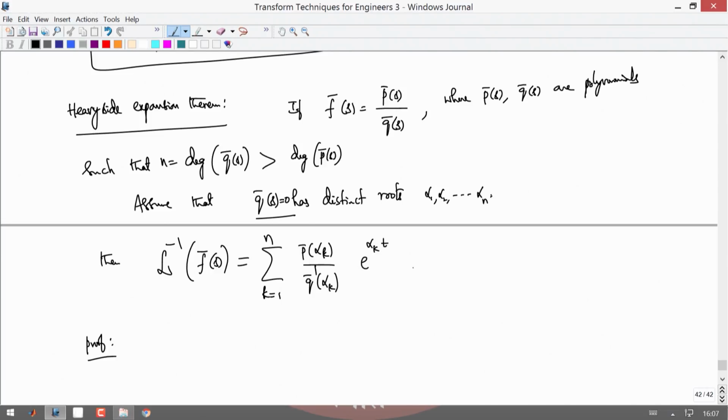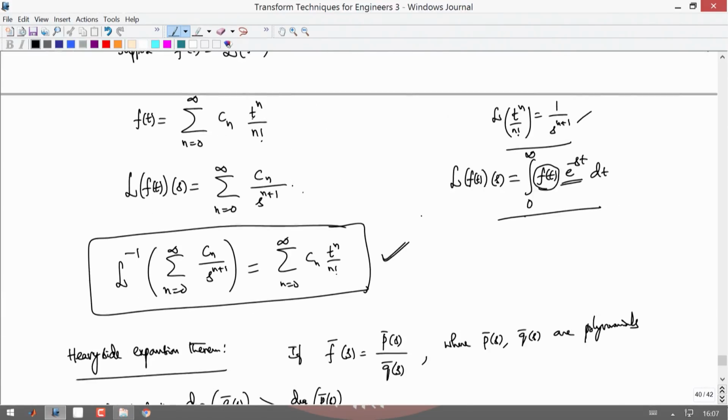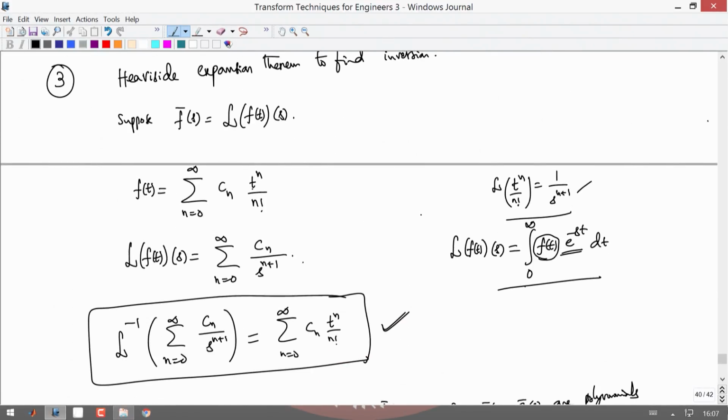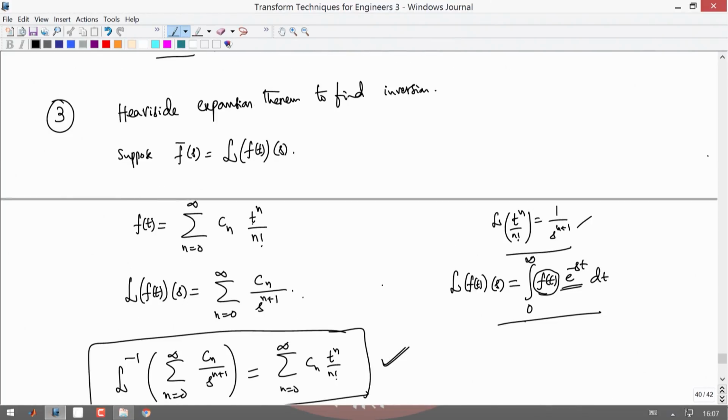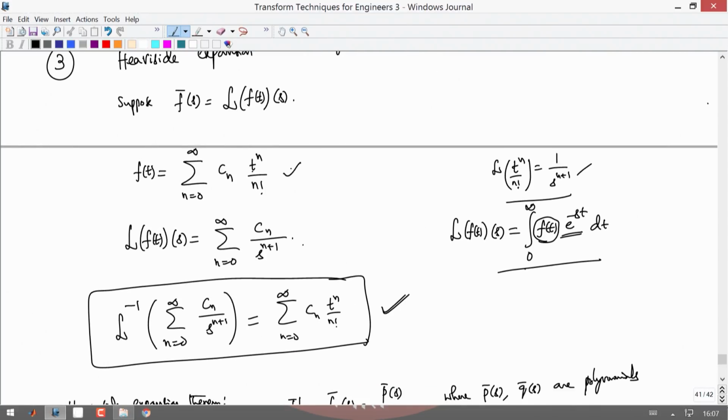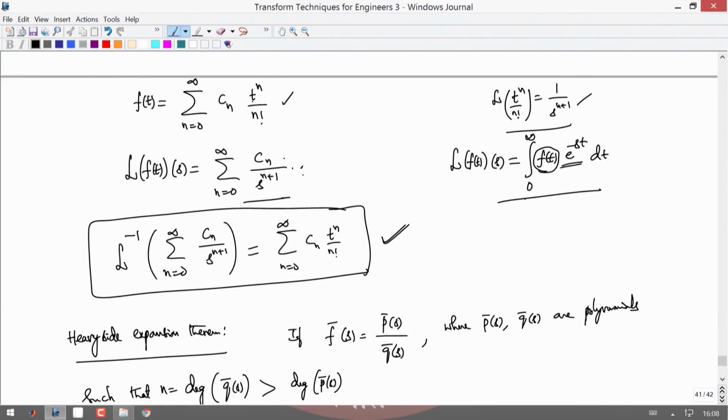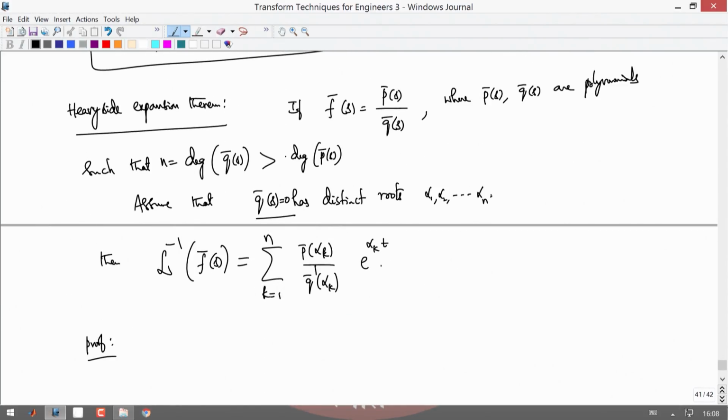Otherwise, the series form of the Heaviside expansion is also called an expansion theorem, but this is not actually a theorem; it is an expansion to find the inversion. Heaviside expansion here means that if you have a Maclaurin series and you can find its Laplace transform, assuming it always exists, then the Laplace inversion is actually this series. So this is a kind of ad hoc technique to find the Laplace inversion.